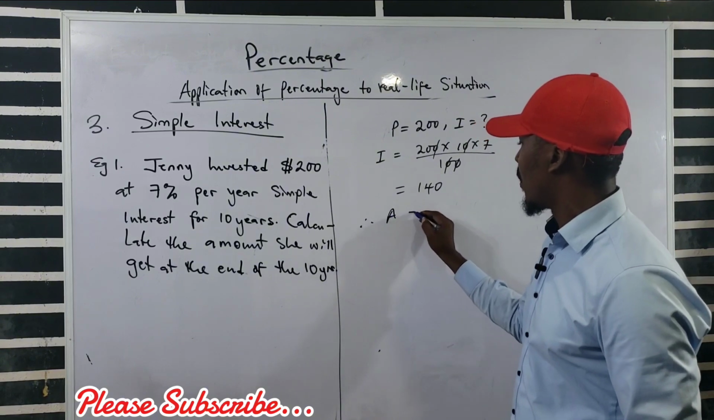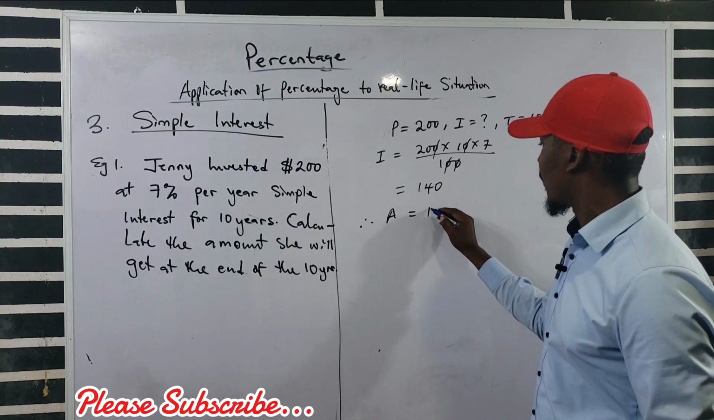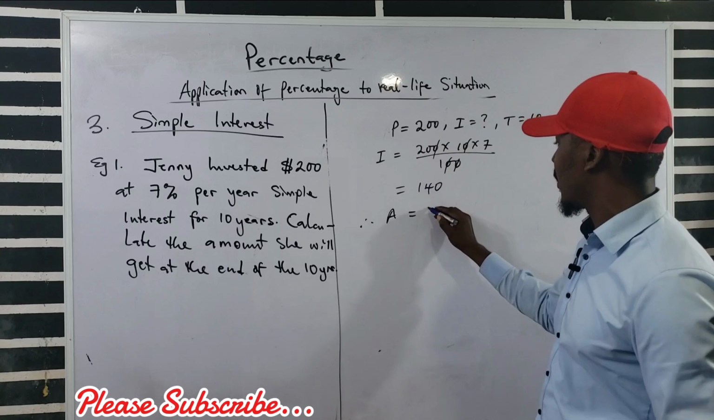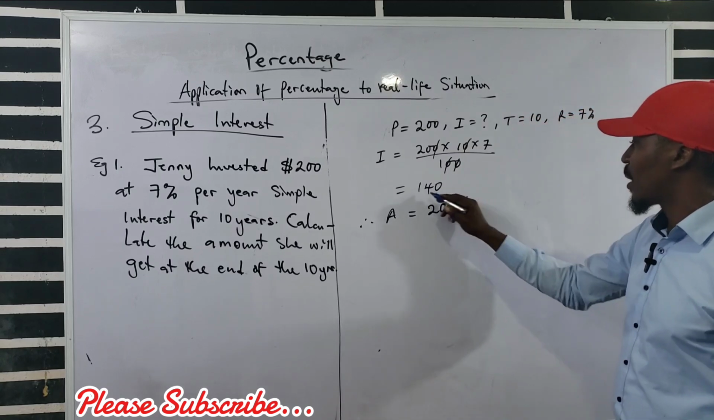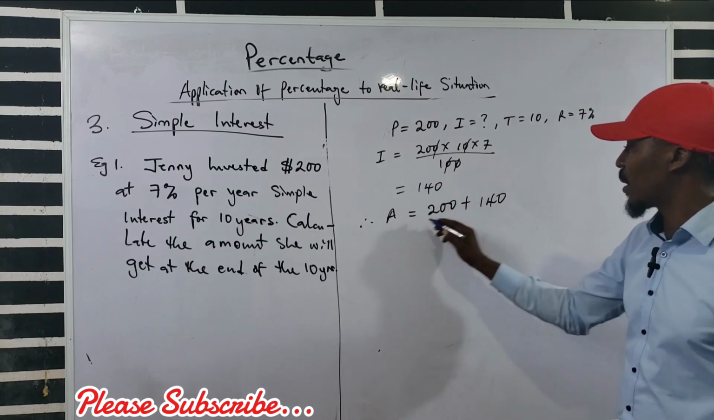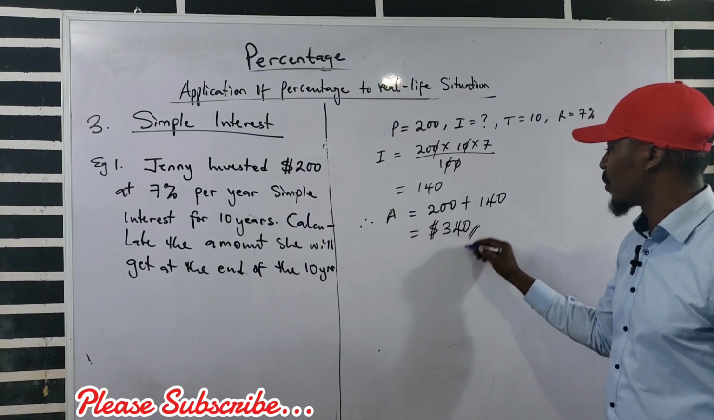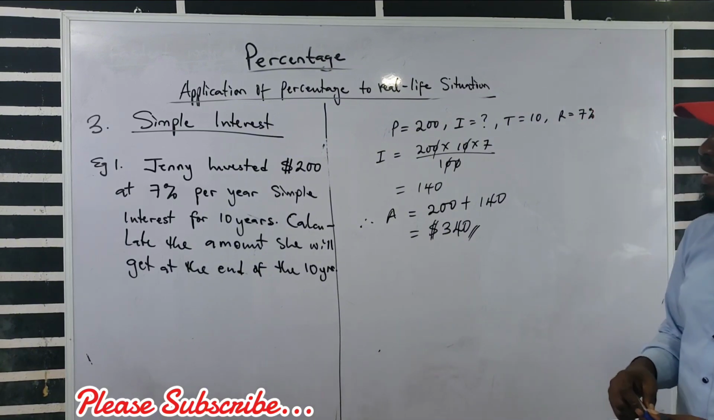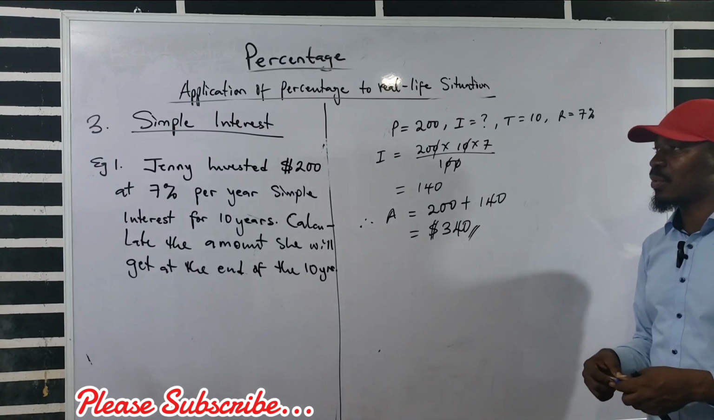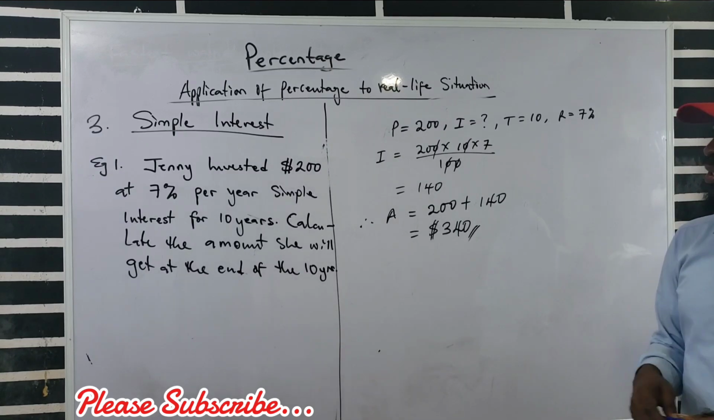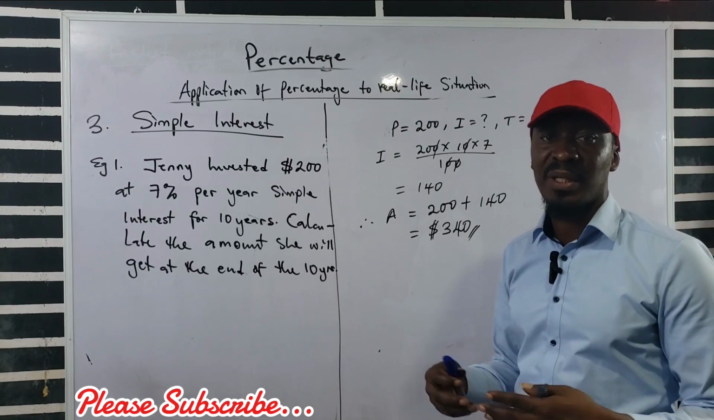Therefore, the amount is equal to the money she put in, which is 200, plus the interest, which is 140. So she will get $340 at the end of the 10 years of the investment. Okay, so let's solve one more problem on simple interest before moving to compound interest.